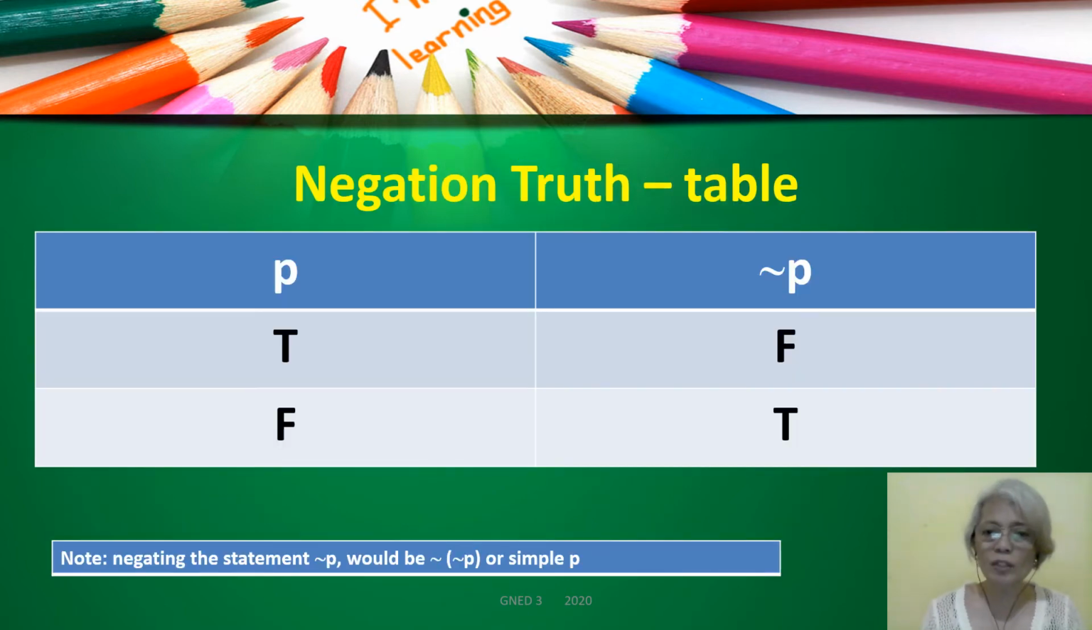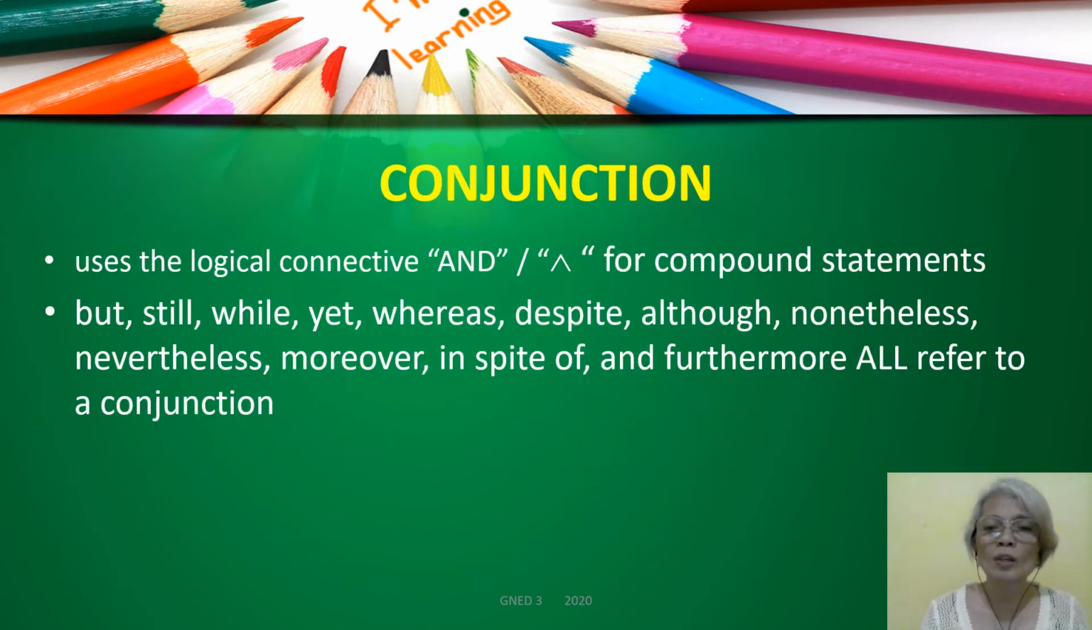And then we have the truth value for the negation. We only have one variable P, such that if P is true, not P is false, and if P is false, not P is true. So it's just the complement. The truth value of not P, or the negation of P, is the opposite of the truth value of P. So madali lang naman siyang matandaan.